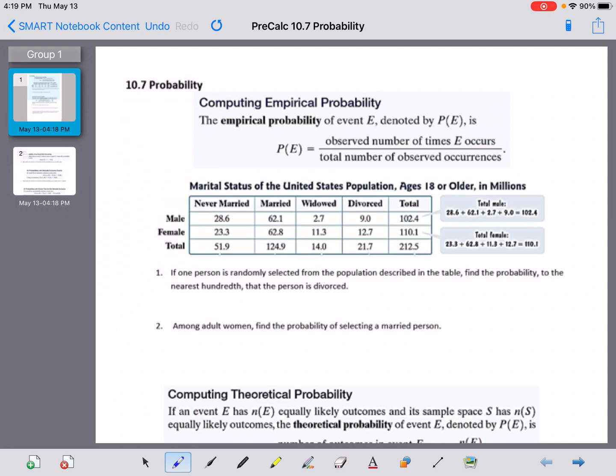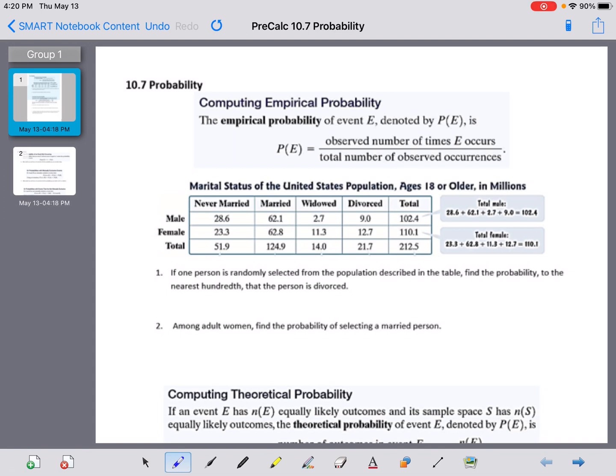All right, PreCalc, this is it, 10.7 probability, the last section in chapter 10. So we're going to compute first empirical probability, which means we're actually going to use real data. So the number of times something is observed over the total number of times it was observed. So total on the bottom, and then how many times it was observed on top. So empirical is real life, things we have.